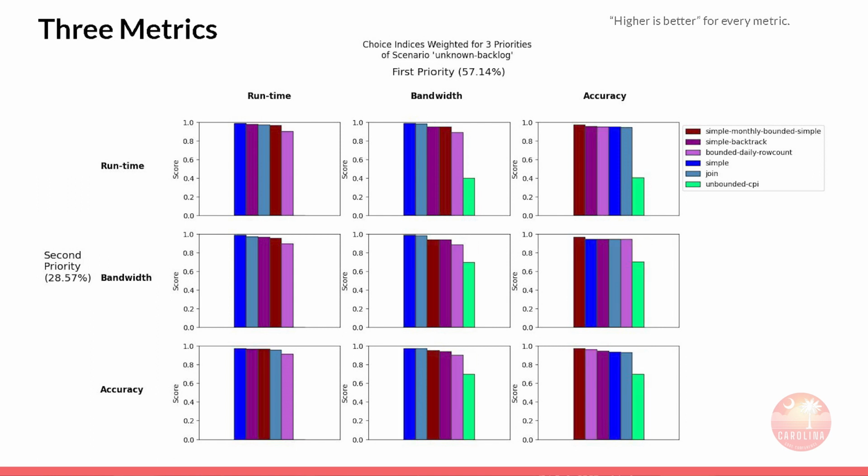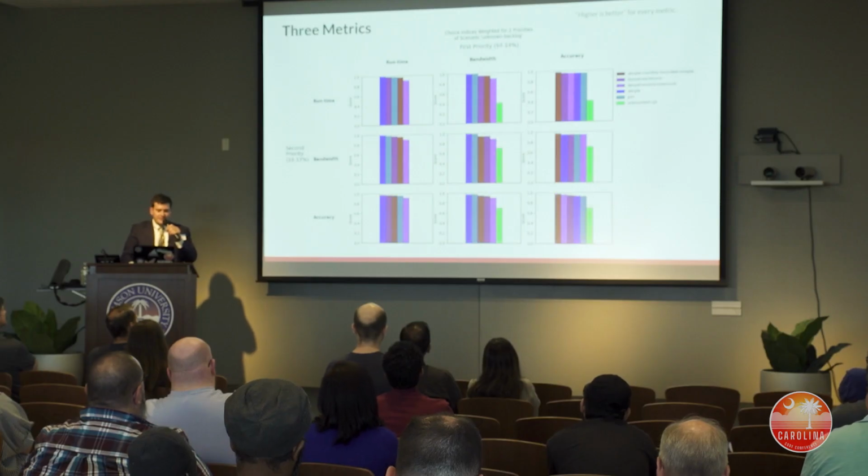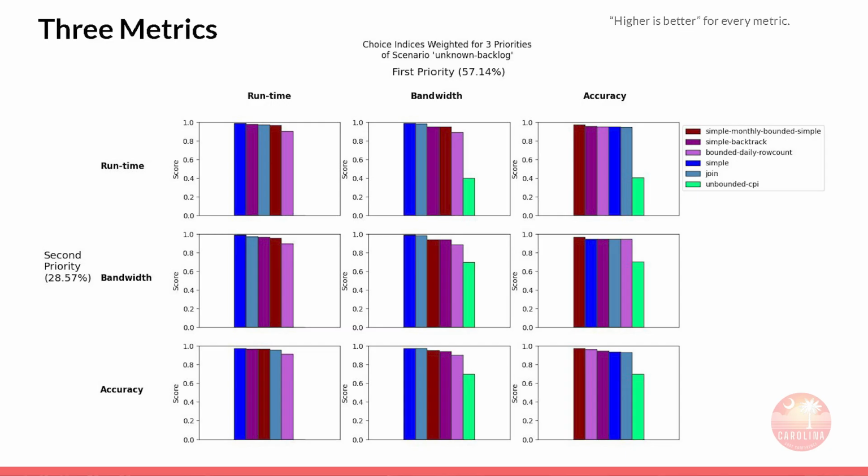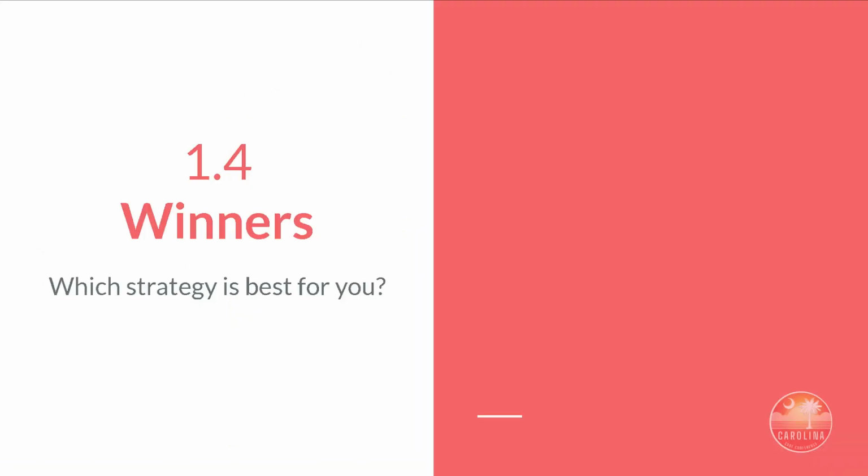Same thing with 3 different priorities when we spread the weights evenly between all 3. Just the difference of this, you can see the lime green, that's CPI sync. As soon as we consider the 3rd one, it's always last place. That's just how slow it is. So let's pick the cream of the crop. And it really depends on your scenario.